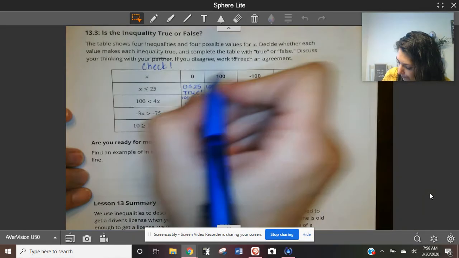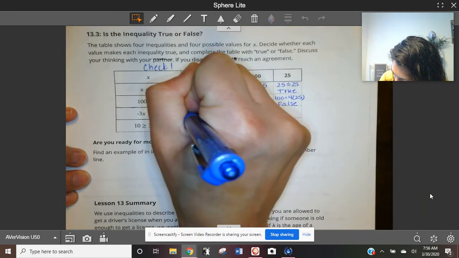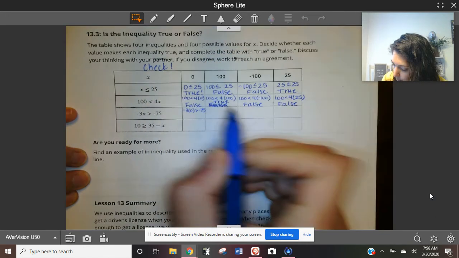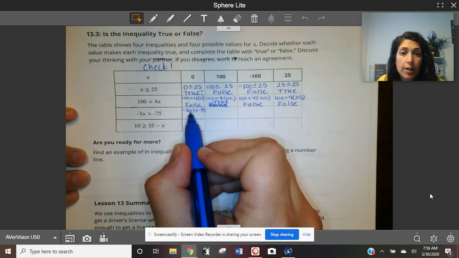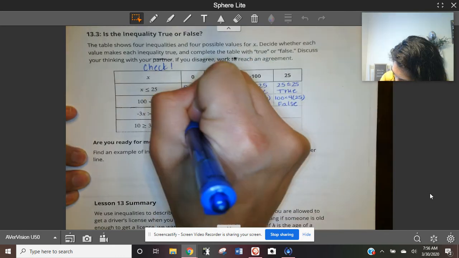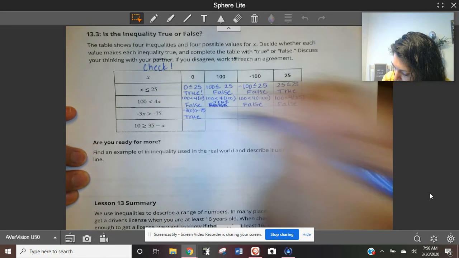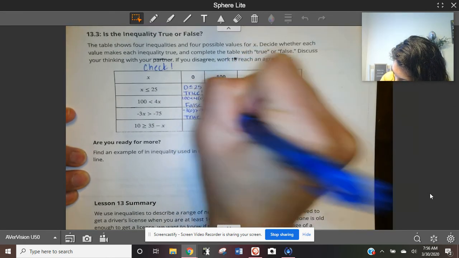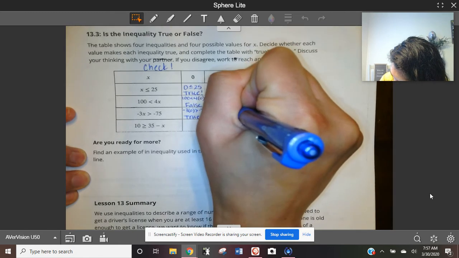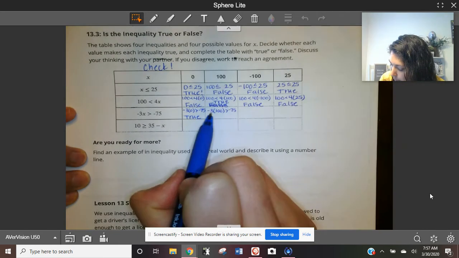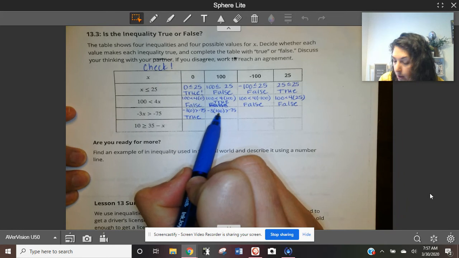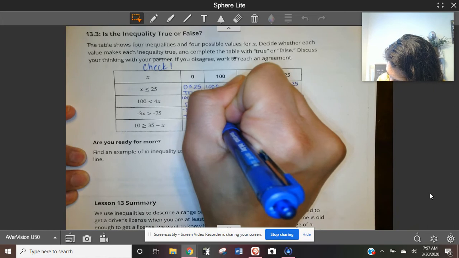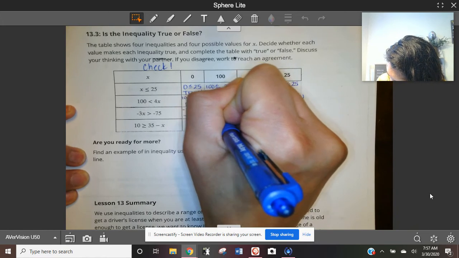Okay, negative 3 times 0 is greater than negative 75. Well, anything times 0 is 0. 0 is greater than negative 75. That is true. Okay, negative 3 times positive 100 is greater than negative 75. So is negative 300 greater than negative 75? No way, Jose. So that is false.